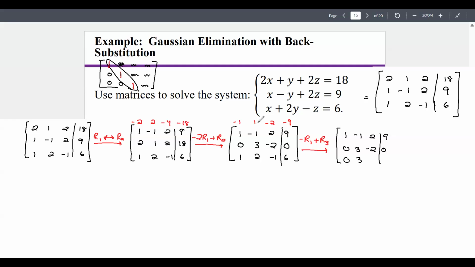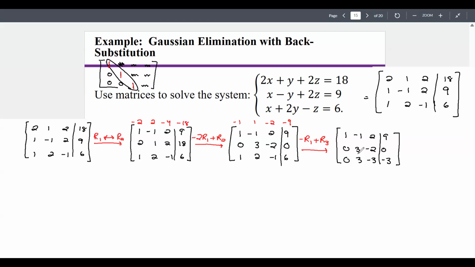Oh no, I'm good. I thought I made a mistake. Negative 2 plus negative 2 is negative 3. And then negative 9 plus 6 is a negative 3. So there's a couple ways we can go about this next part. So notice we got a 1 with 2 zeros underneath it, so we're good here.